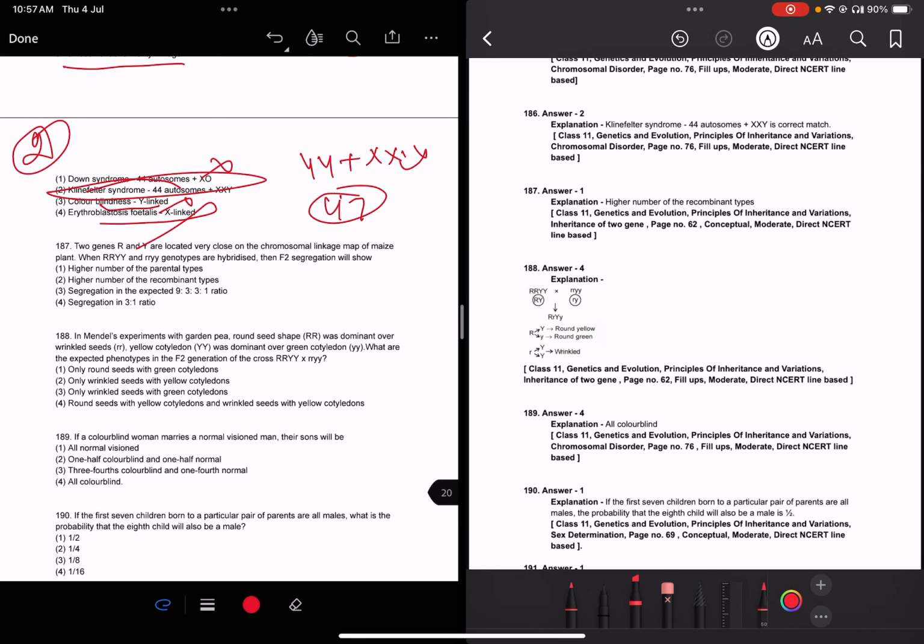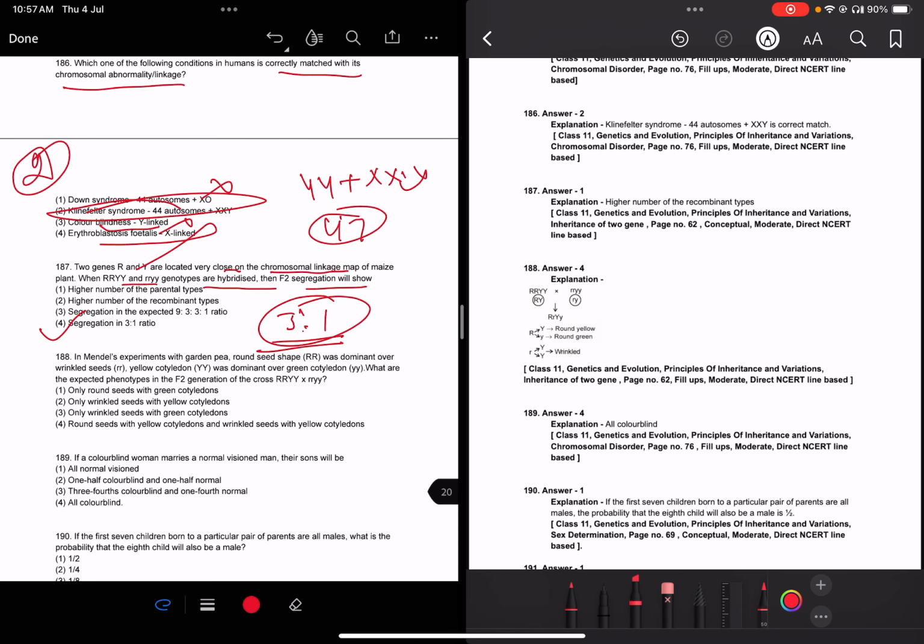Question 187. Two genes R and Y are located very close together on the chromosomal linkage map of a maize plant. RR YY genotype is hybridized, and in F2, what will the segregation be? The segregation ratio is a normal 3 to 1 phenotype segregation. When both are in heterozygous condition, they segregate in a 3 to 1 ratio only.